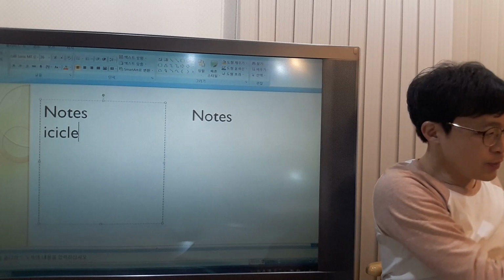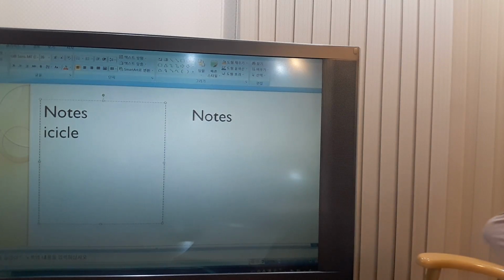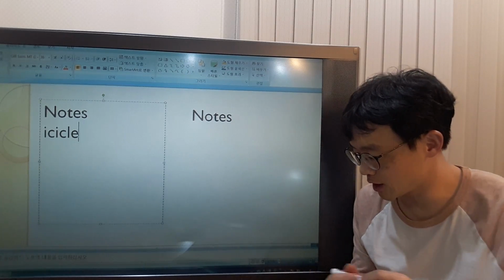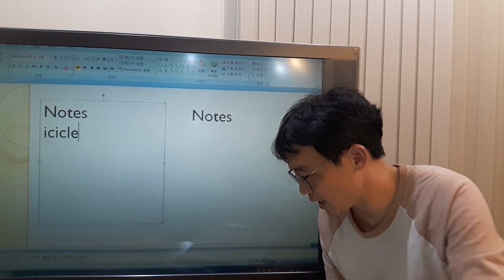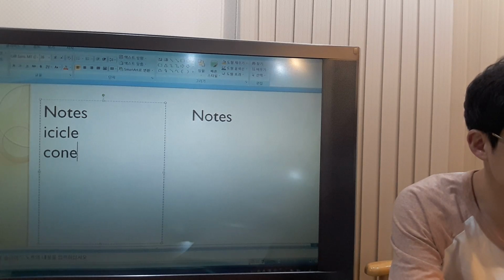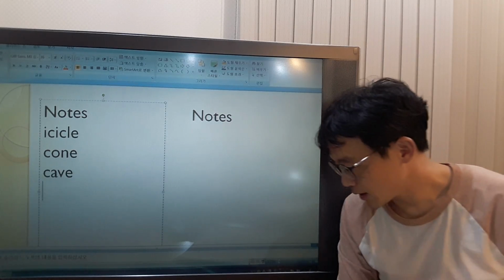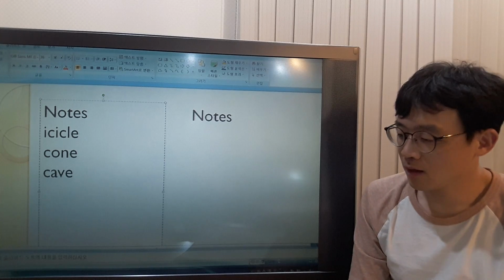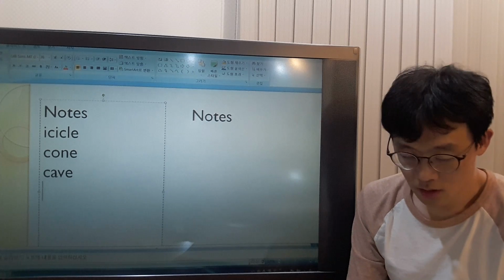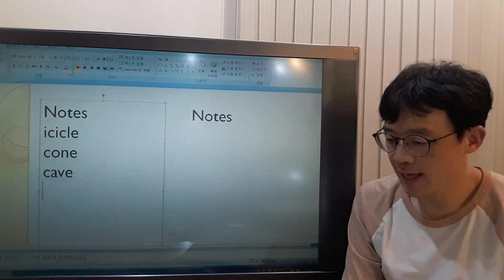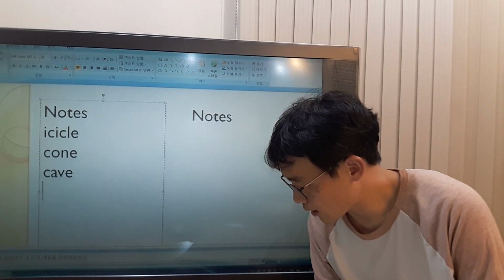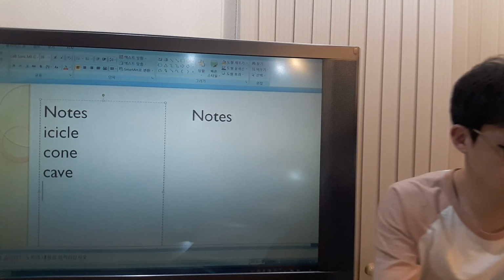Icicle-like and cone-like formation. What's a formation? Something that forms in a shape, okay? Something that makes itself as a shape. Found in caves are, what is a cave? Hold on. Cave is a large hole in a cliff or in the side of a cliff or the hill, okay, and under the ground. Stalactites and stalagmites.